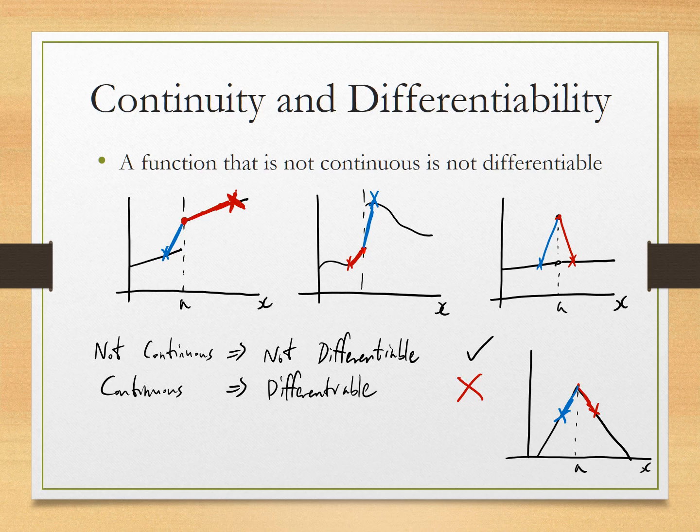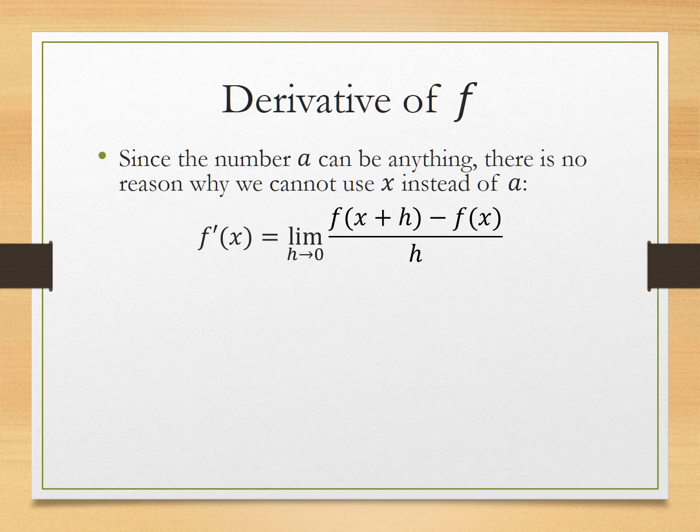Finally, notice that so far, we have never mentioned what A is, right? A could be any number in the domain of f. So there's really no reason we need to use A. You could equally use x. So f prime of x equals the limit as h approaches 0 of f(x plus h) minus f(x), divided by h. You just replace A with x and nothing would go wrong. It totally works.